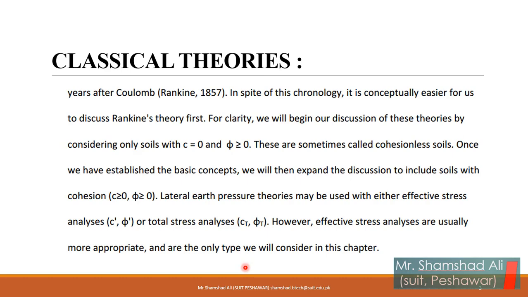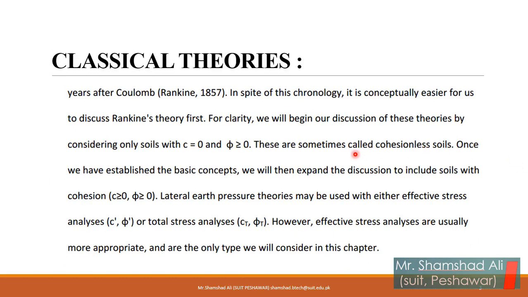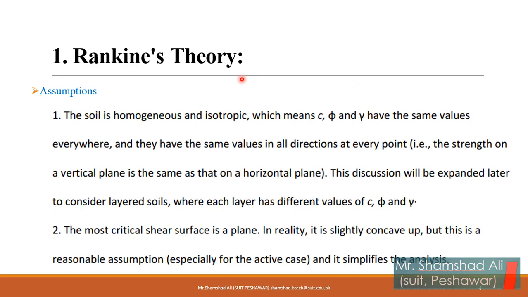Rankine presented both the active and passive earth pressure theories, but only for soil having C equal to 0. For cohesionless soil, Rankine presented theories for the active and passive earth pressure. But Coulomb presented his theory for the C soil and for the cohesionless soil, but only for the active earth pressure. But we are going to learn about both of these theories.